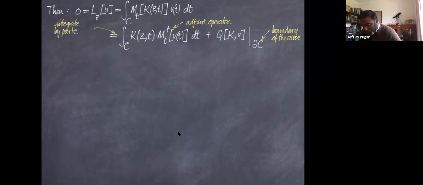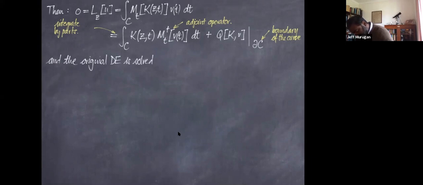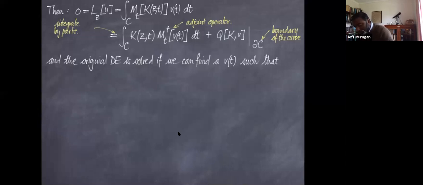Then my statement is that the original differential equation is solved if I can find, and I'm not always guaranteed that I can, some function v of t such that the whole right-hand side of this expression here is also equal to 0.